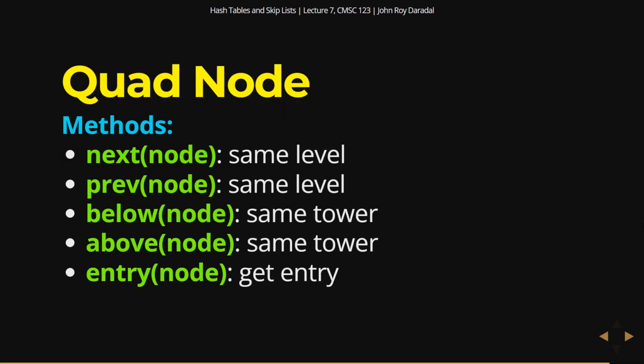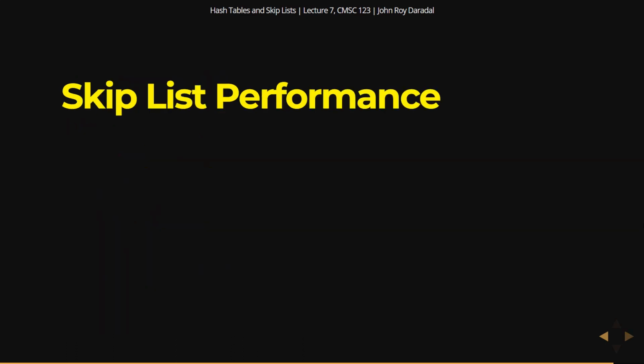Okay, so for the methods, you can call next node, previous node, those are found on the same level, and then for below node and above node, those can be found on the same tower. And then if you want to get the entry, then just call entry of the node. Okay, so those are the methods for the quad node.